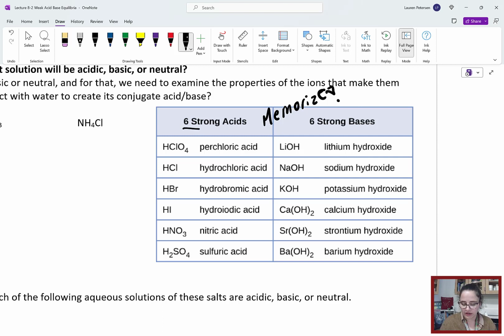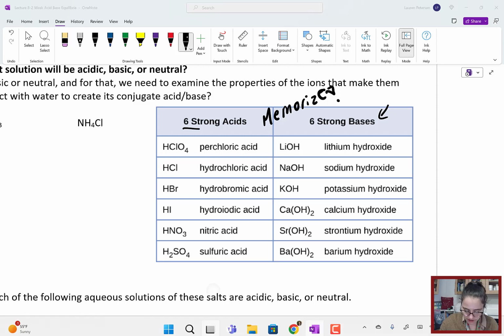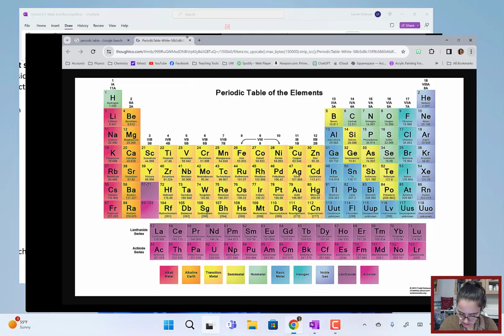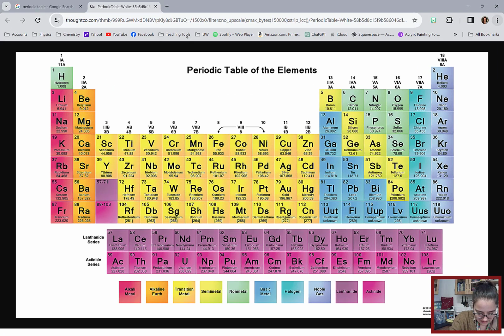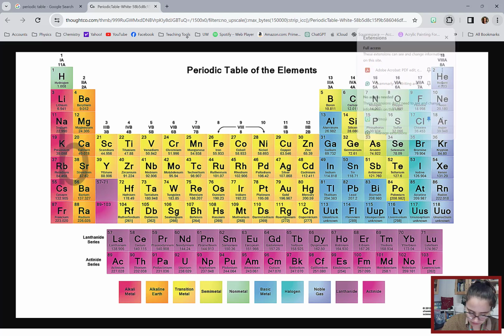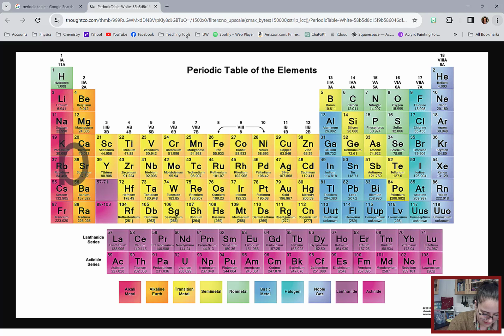One trick that I've learned for the bases is that they make a B on the periodic table. So if you look at this periodic table, the bases make a B. You can kind of see that there: the lithium, sodium, potassium, and then calcium, strontium, barium. Rubidium and cesium would be considered, but they're so volatile, they're not really used that often.